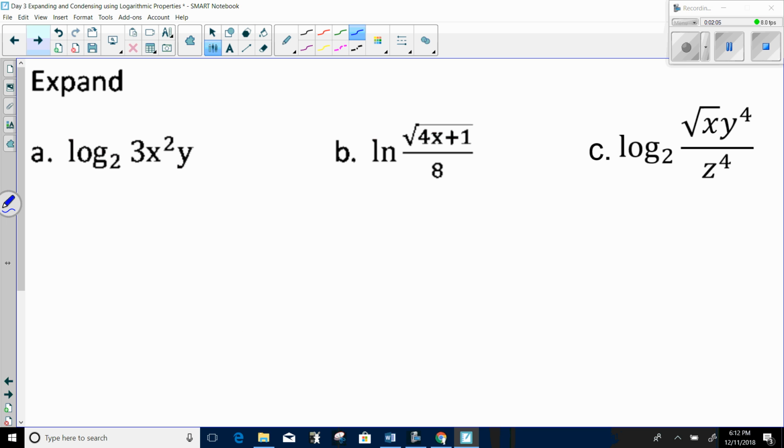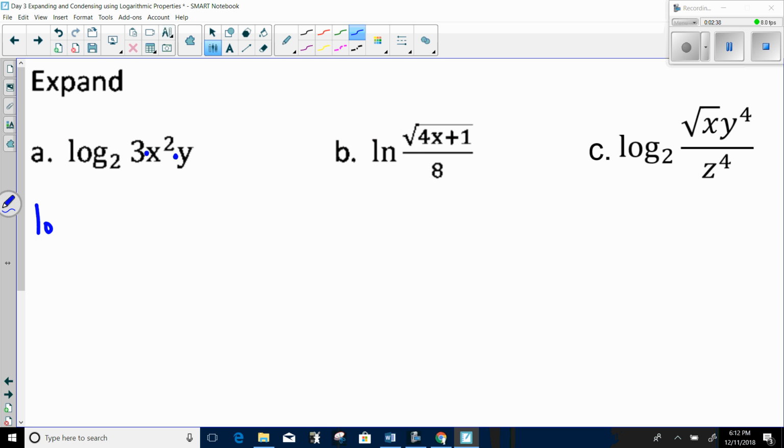So now what we're going to do is we're going to actually use them. The first one says to expand. Expand means use all the properties you can to make it as big as you possibly can. Make it as many logarithms as possible. So you have log base 2 of 3 times x squared times y. Notice we have a multiplication symbol right there, and another one right there, and we have an exponent of 2. So we're going to use some logarithm properties. Multiplication can split up as addition, so each multiplication sign is going to become an addition sign.